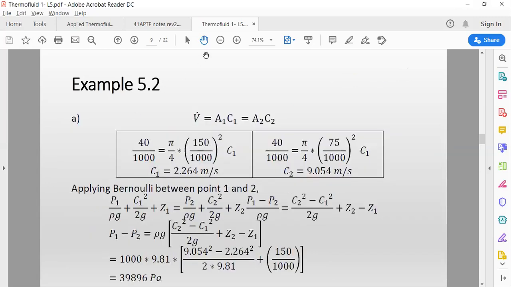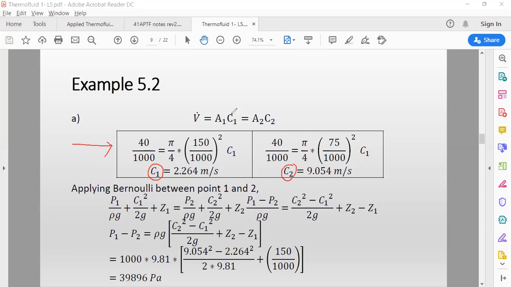Of course, before we start deriving, we can find out our C1 and C2 first because we know our flow rate. Basically, for 5.2, we are doing it the opposite way of 5.1. In 5.1, we calculate C, then we calculate the flow rate. But in 5.2, we use the flow rate, reverse engineer, and find out the C first.